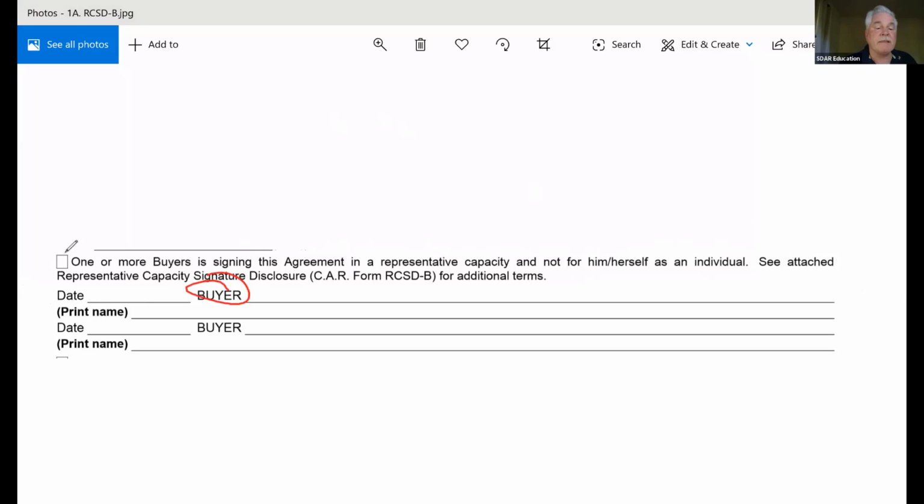Now, if you check this box, if this person is indeed signing on behalf of an entity other than a natural person, then checking that box will bring the RCSD-B into the transaction. So remember, this is the buyer signing. So the one or more buyers is signing this agreement in a representative capacity and not for him or herself as an individual. Restatement of what we just read. See attached RCSD-B for additional terms.